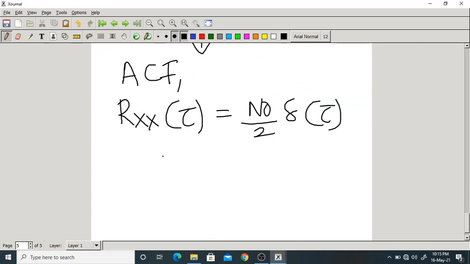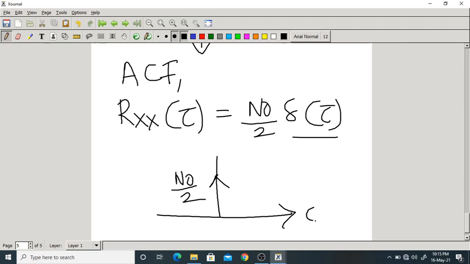So can you draw this? Obviously this is a delta function. It is defined only when tau equals 0. Otherwise it is 0. This is the ACF of the given white noise.